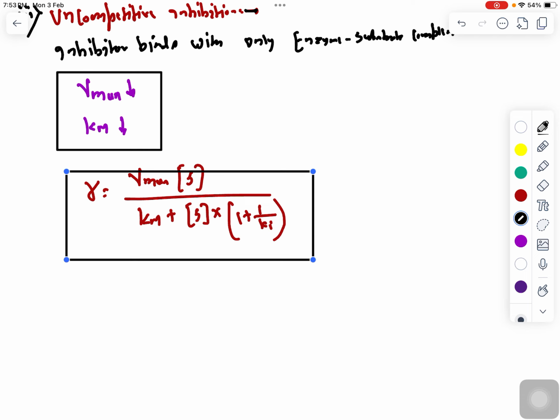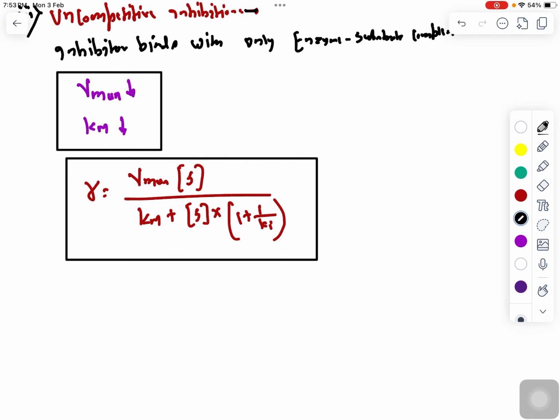So we have seen three kinds of inhibition. First, competitive inhibition, where the inhibitor was binding with the enzyme only, and it was decreasing the active sites available for substrate and changing the value of Km. In that case, you will see that more substrate concentration was required to carry out the same reaction. So that was decreasing the efficiency of the substrate.